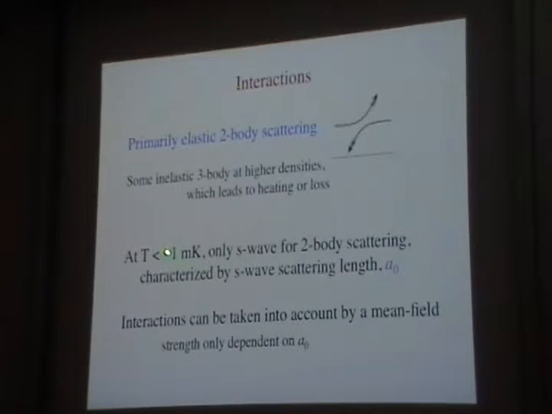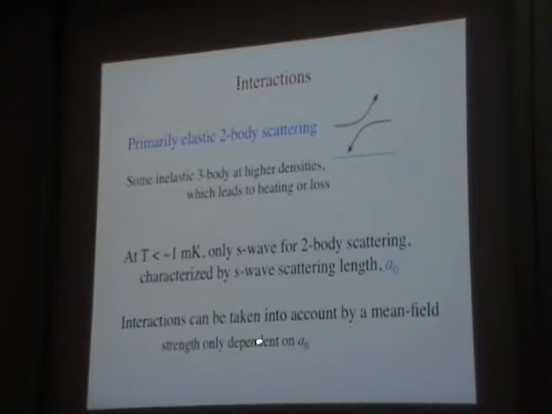At temperatures typically less than a millikelvin, you find that these two-body interactions are essentially S-wave scattering. The atoms have such low energy that the only partial wave in the scattering process is the S-wave. And the S-wave scattering is characterized by one parameter called the S-wave scattering length.